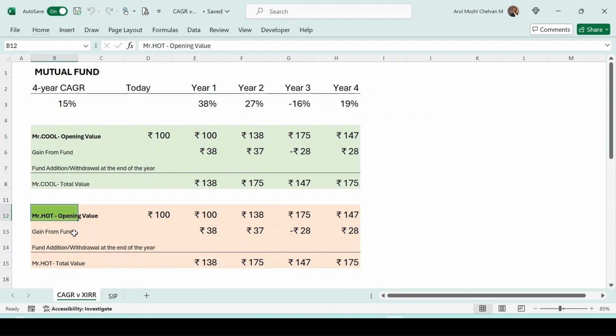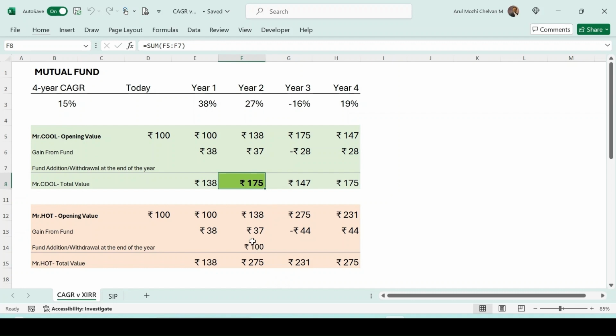Mr. Hot, tempted by the high returns, added another rupees 100 at the end of year 2. Here at the end of year 2, he added rupees 100, making his total investment 275. Meanwhile, Mr. Cool kept his investment steady at 175. He hasn't added any funds.